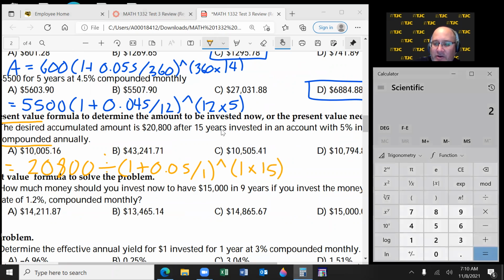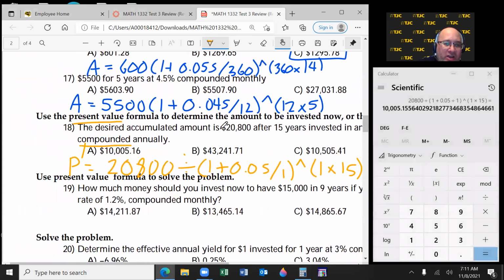Let's put this in a calculator. 20,800 divided by, open parentheses, 1 plus 0.05 divided by 1, close parentheses, exponent, open parentheses, 1 times 15, close parentheses, equals. And it looks like our present value that we need to start with is $10,005.16, which is answer choice A.